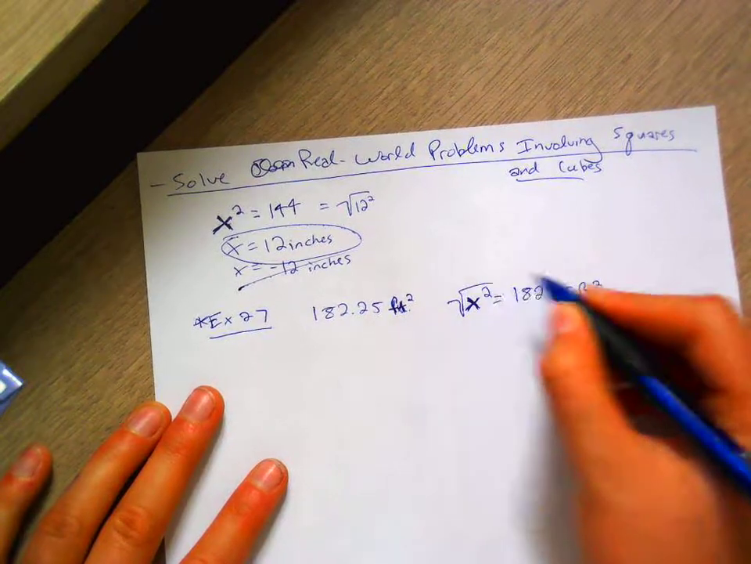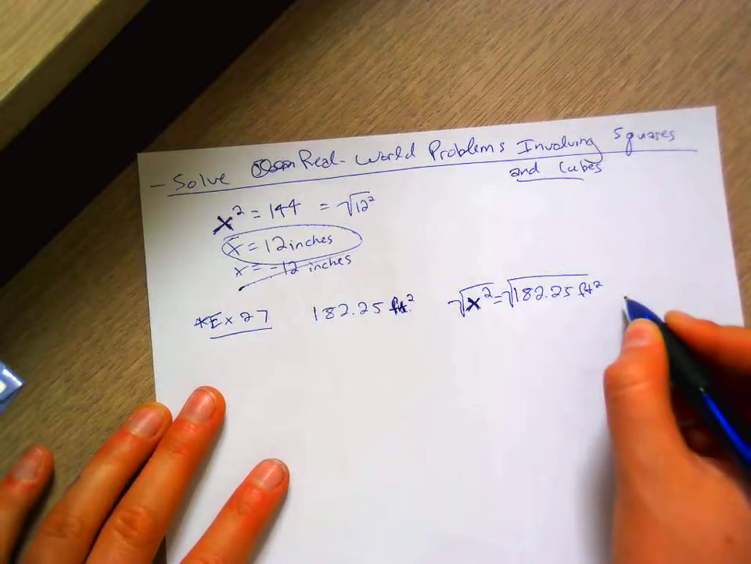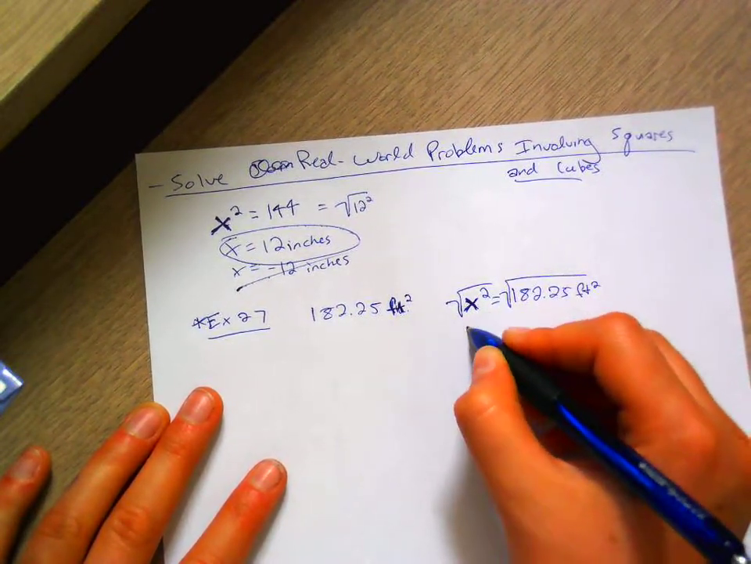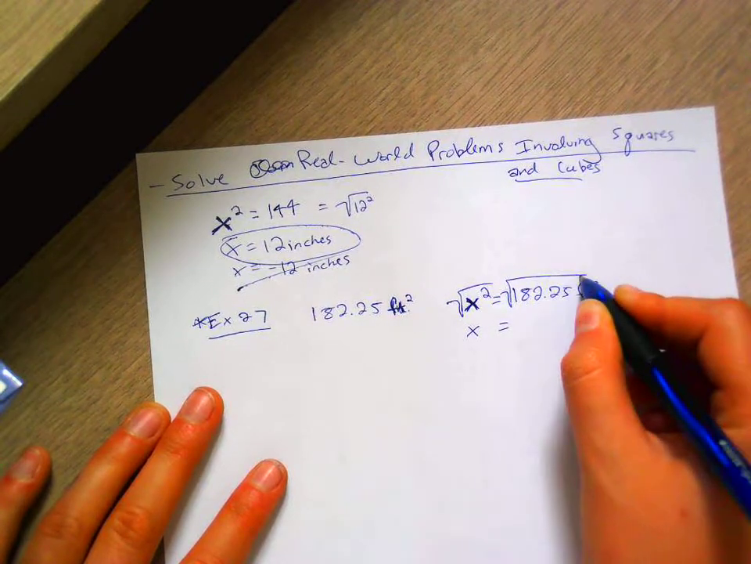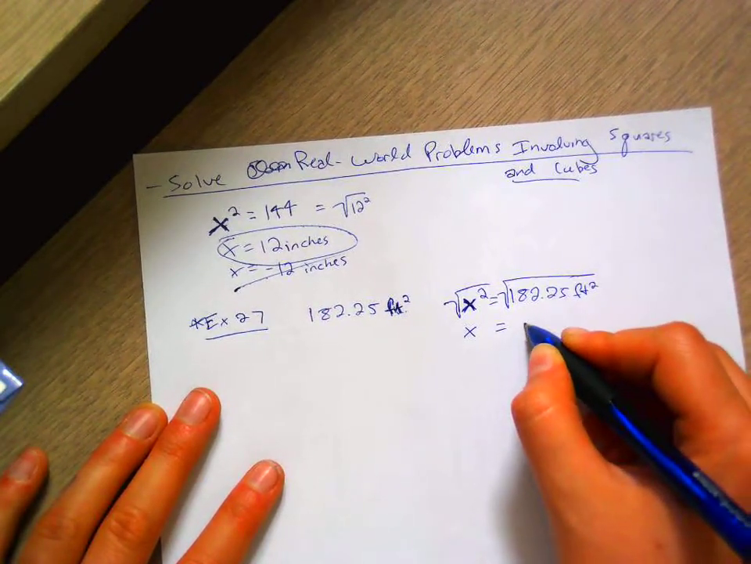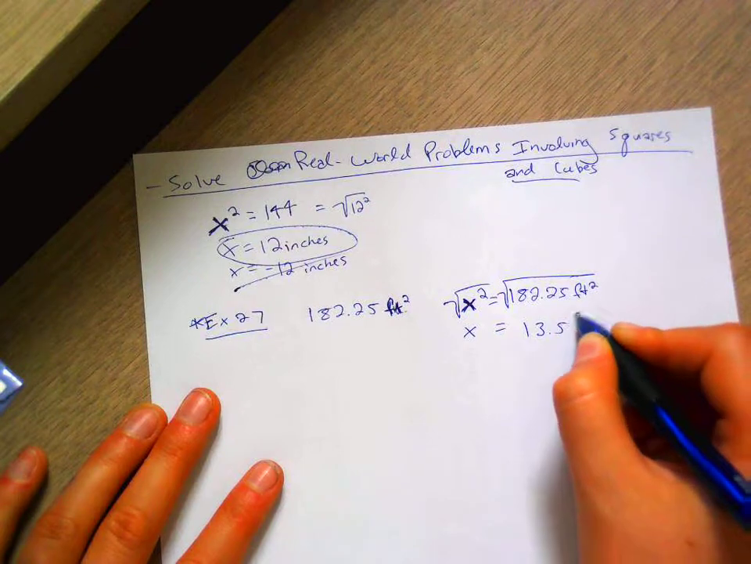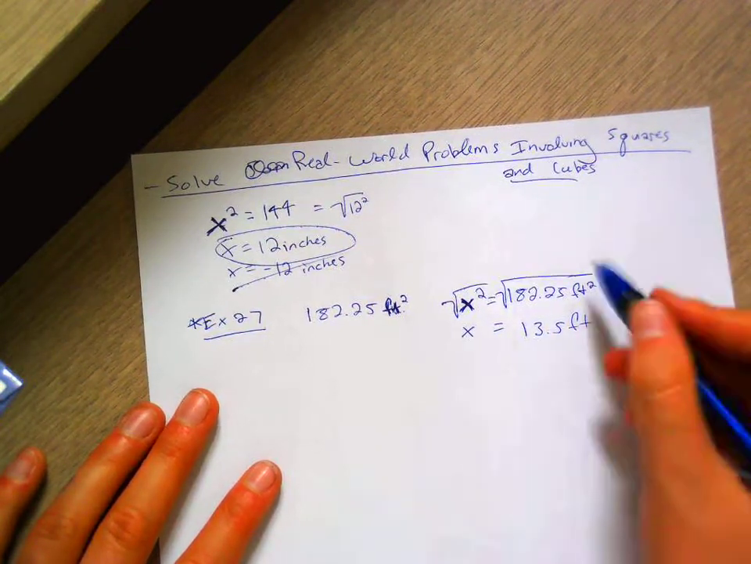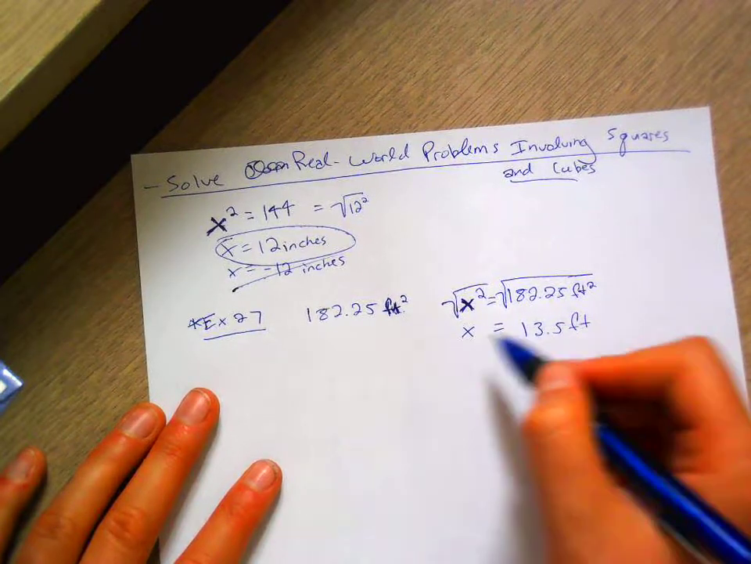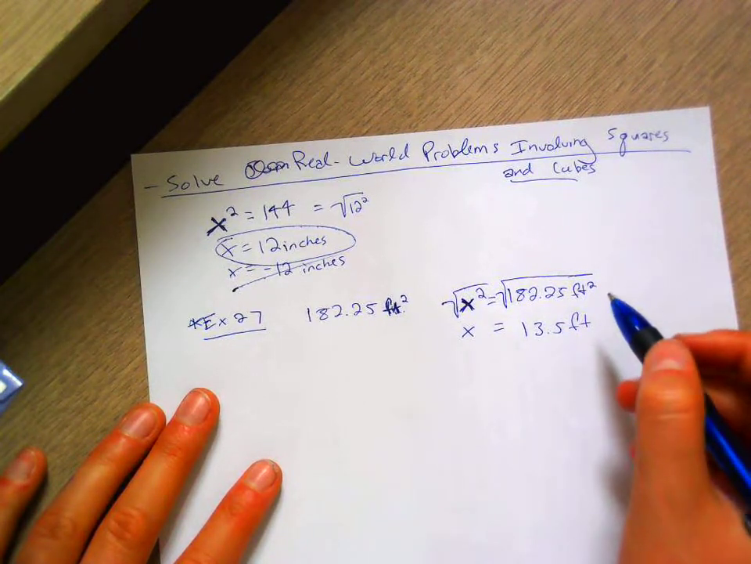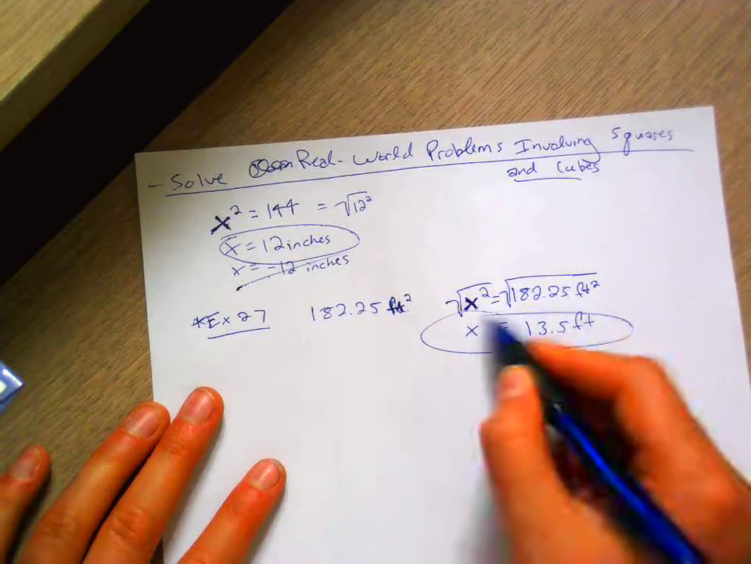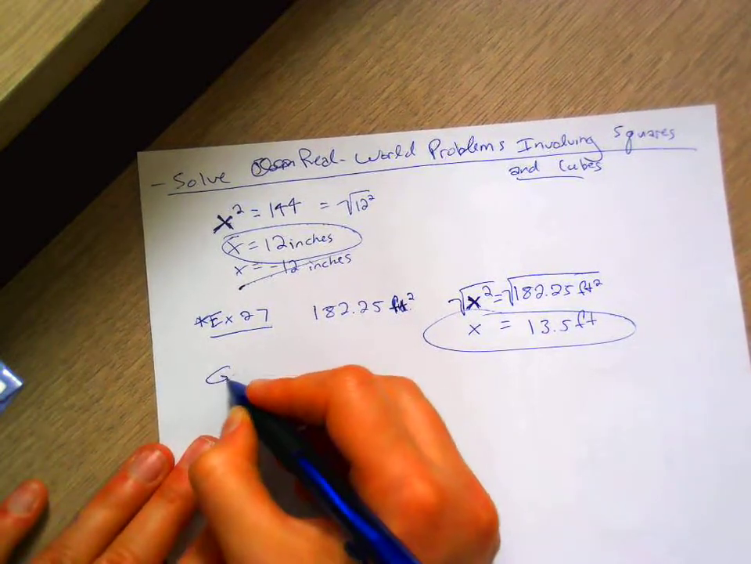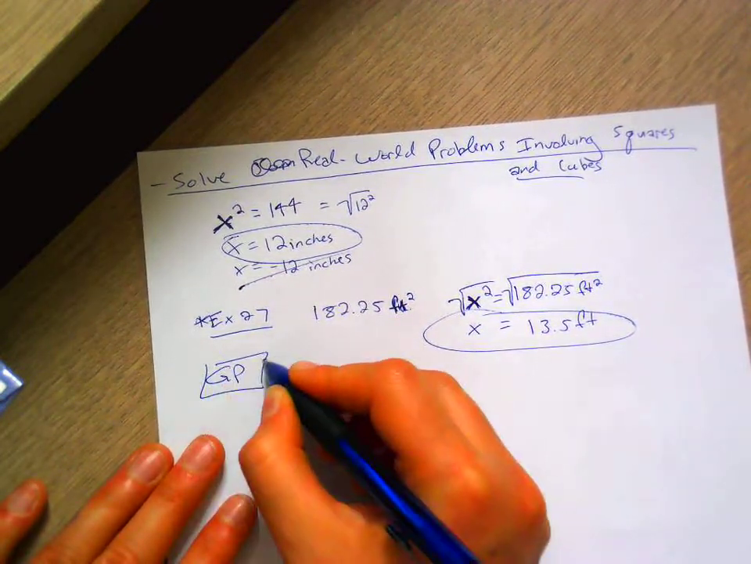We can take the square root of both sides. The square root of x squared is x, and the square root of this, put it in your calculator, is 13.5 feet. Remember that we get rid of the squared feet here because we've taken the square root, so it's just feet, and x equals 13.5 feet. And that's the length of one side of the carpet. Okay, go ahead and try guided practice 5.